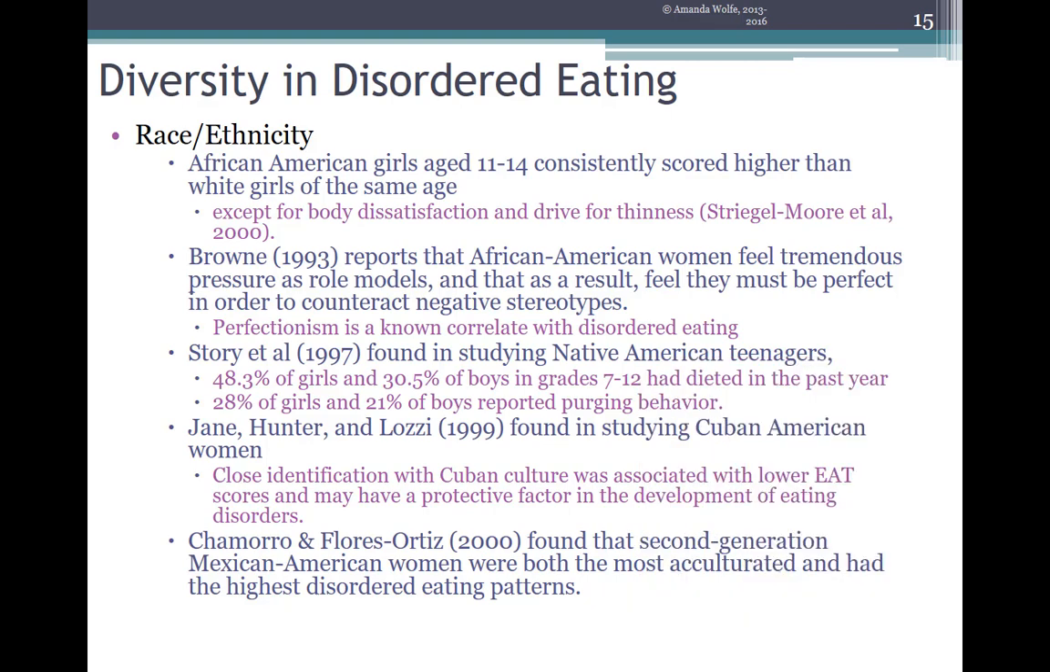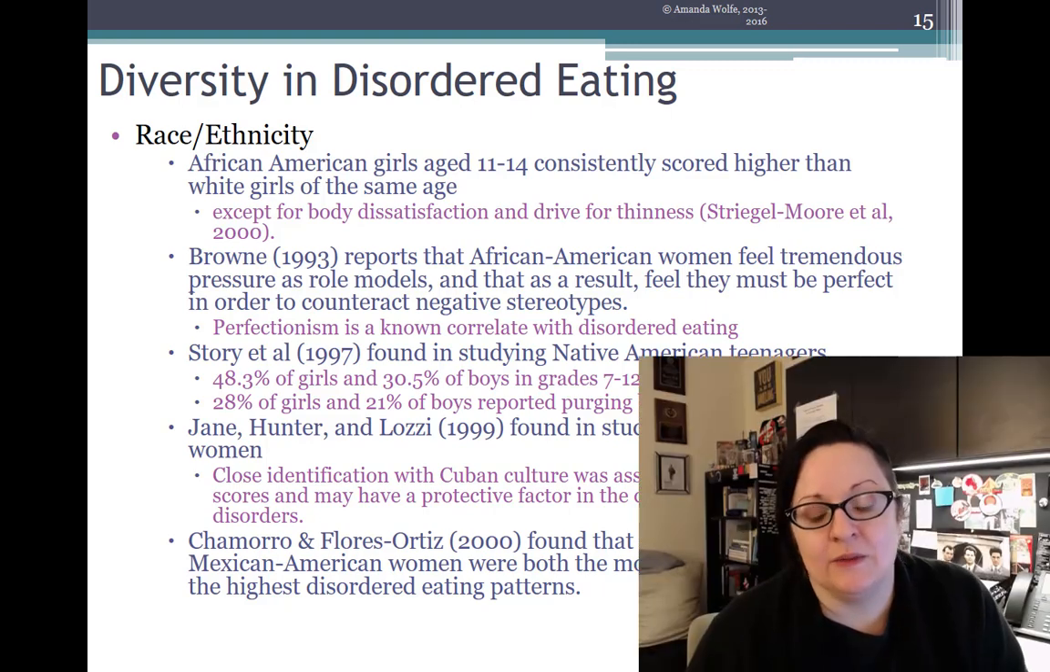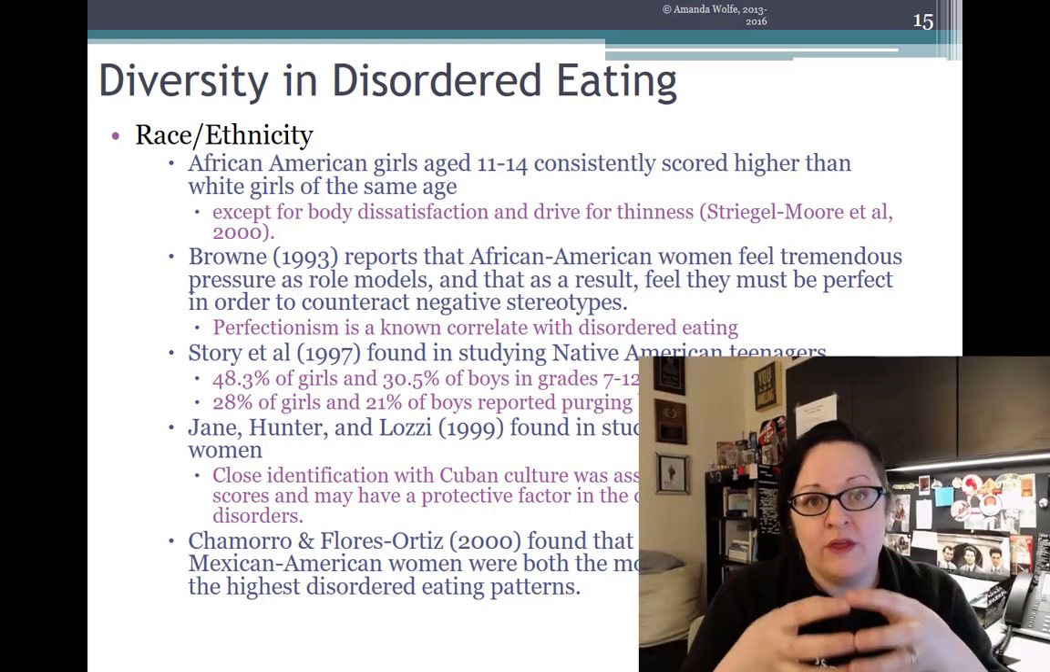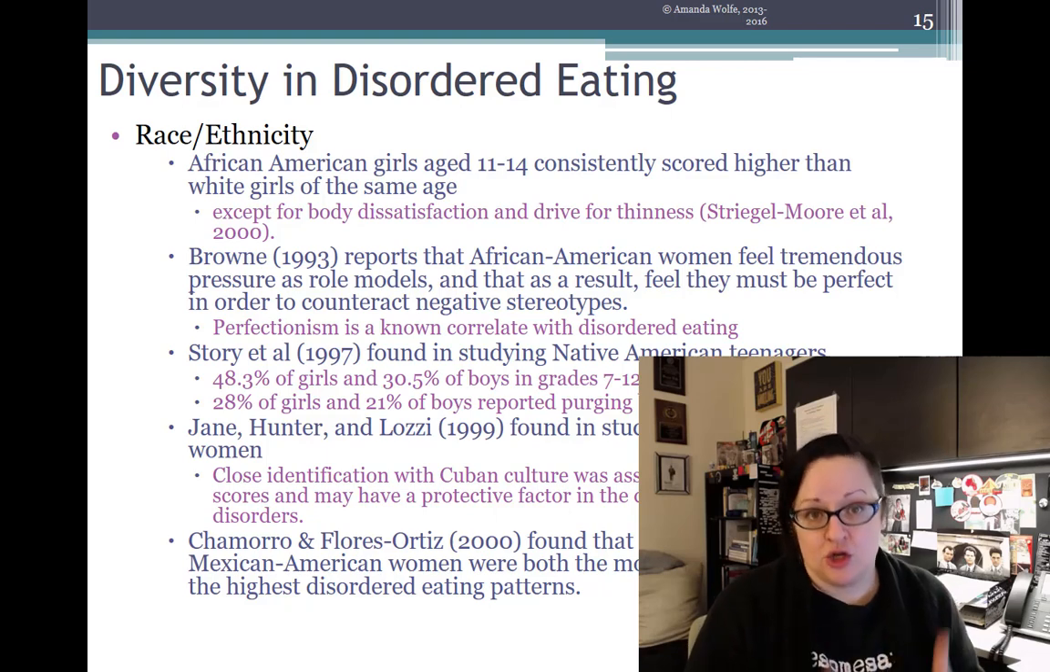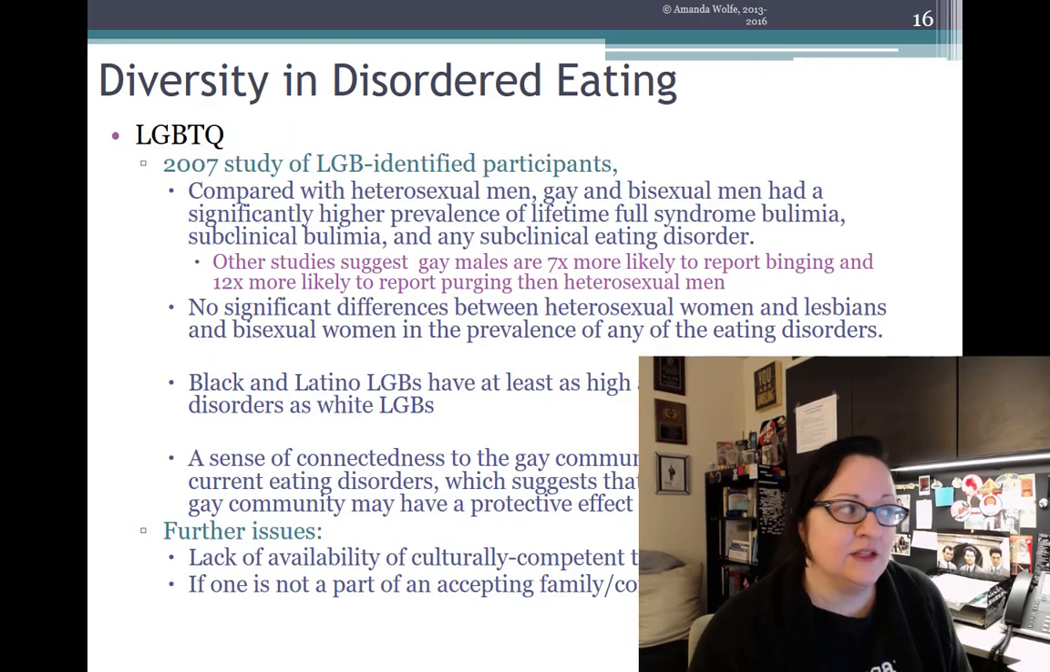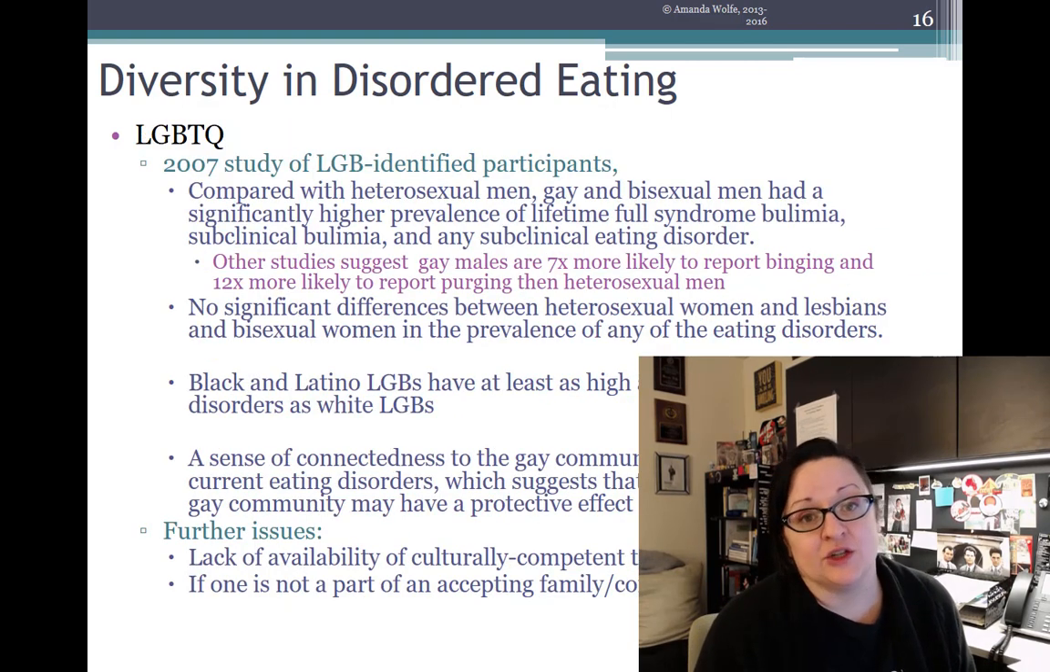Notice the study at the bottom that's about Cuban American women, and that the close identification with Cuban culture was associated with lower EAT scores, which is a measure of disordered eating. Also find the next one, that second generation Mexican American women that were more acculturated had higher disordered eating. Basically what this means is that the more that you align with the dominant culture of the United States, as opposed to your own ethnic culture that is different than that, the more likely you are to have disordered eating.